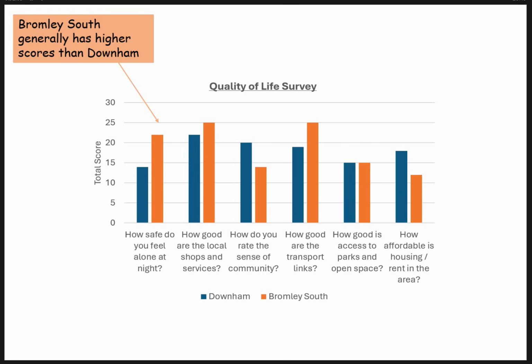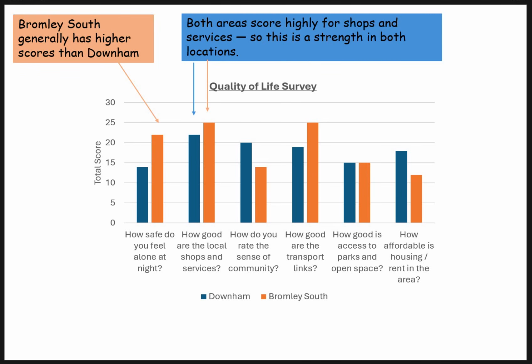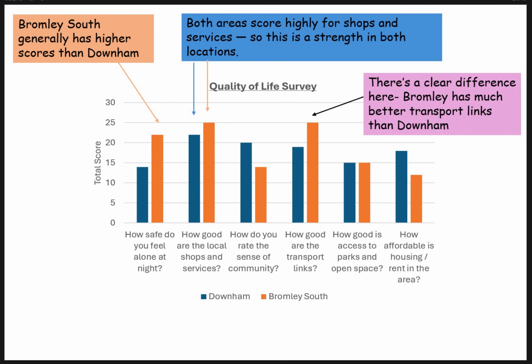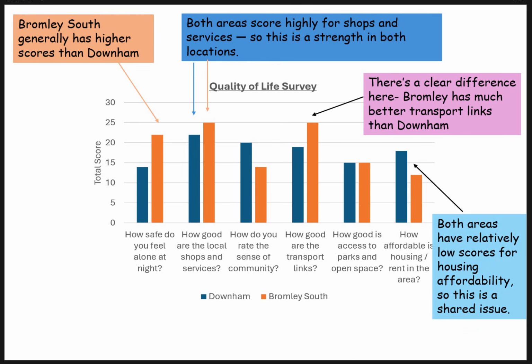So from this graph we can see that Bromley South generally has higher scores, and Downham we can see the brown or generally all high except for the last one. We can look at some comparisons. Both areas score highly for shops and services, so this is a strength in both locations. On this one, the transport links, there's a clear difference here. Bromley has much better transport links than Downham, according to the respondents we spoke to. On affordable housing, both areas score quite low, so housing affordability is a shared issue. So it's a really good point to mention as well.